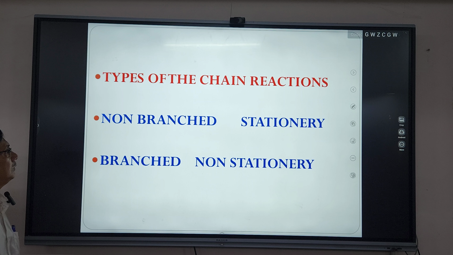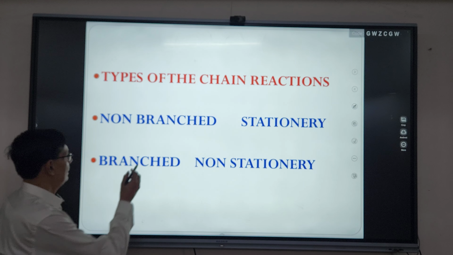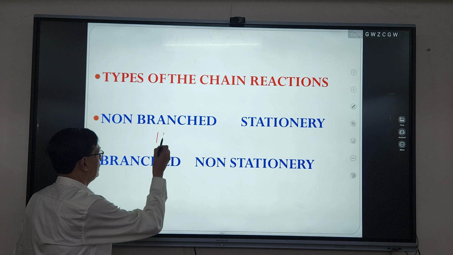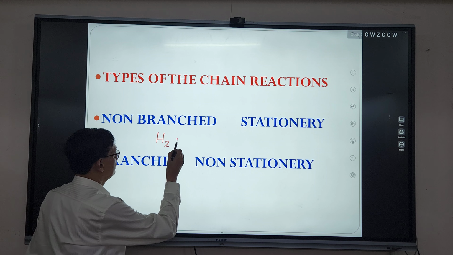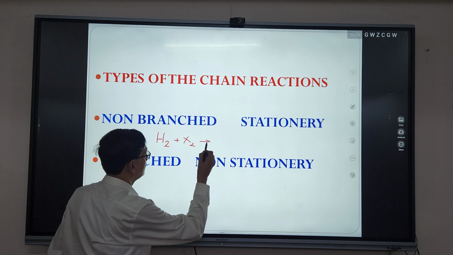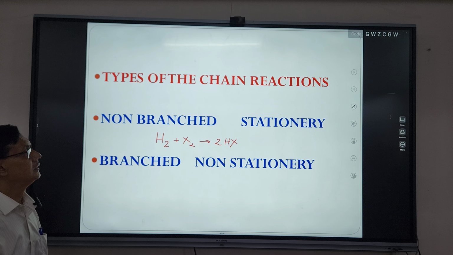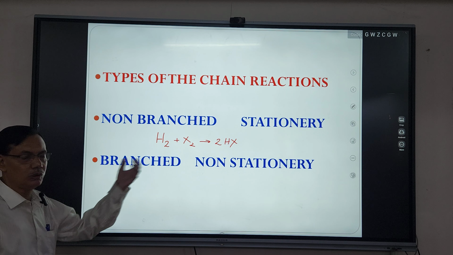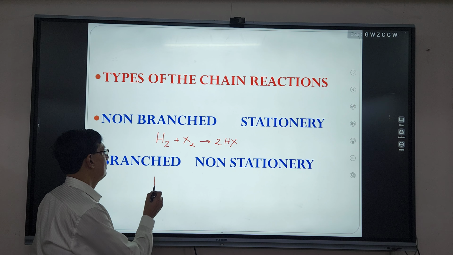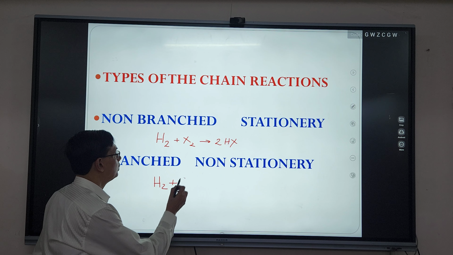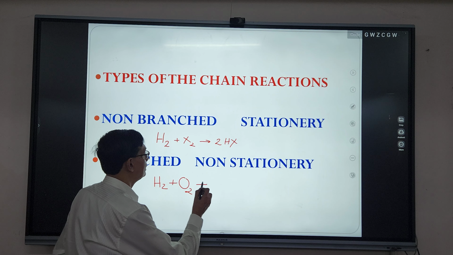One is called non-branch chain reaction, that is also called the stationary chain reaction, and this is the normal type of chain reaction, that is H2 plus X2. This is the non-branch or stationary chain reaction, which is a controlled chain reaction. And second is the branched or non-stationary chain reaction, like the H2 plus O2 reaction. Why H2? Because it is sometimes an explosive reaction.